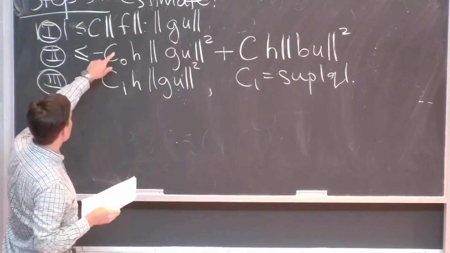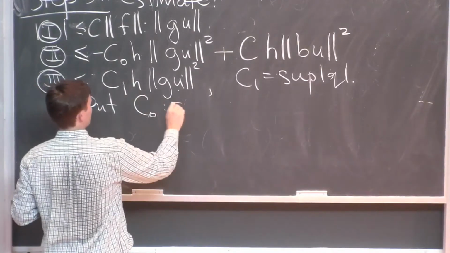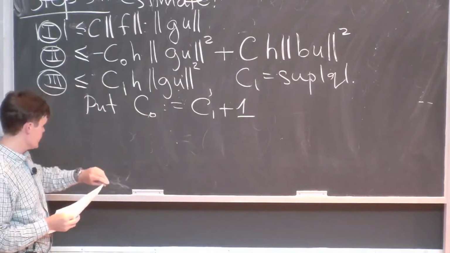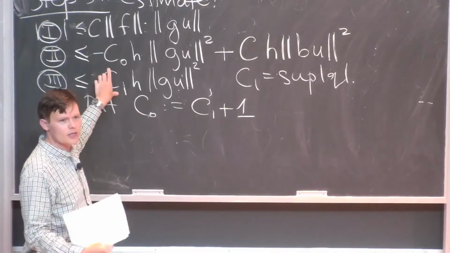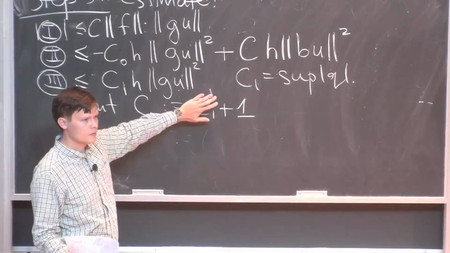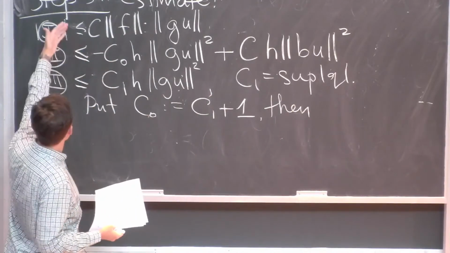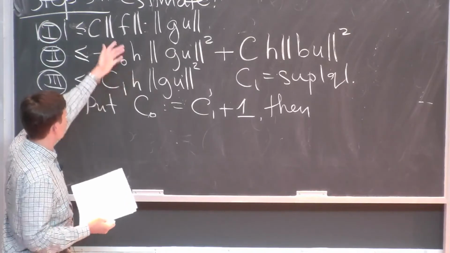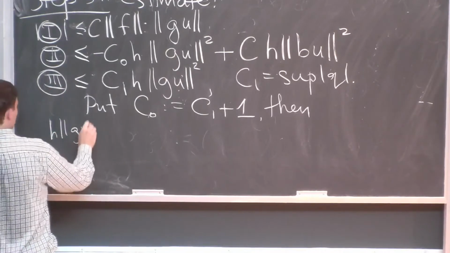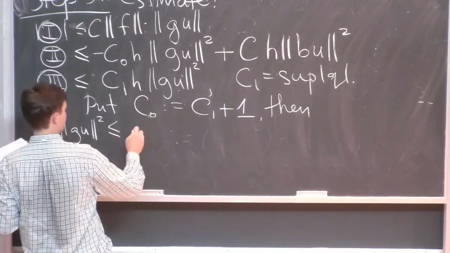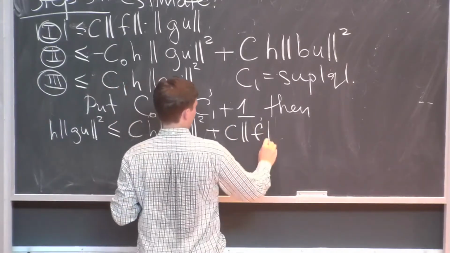I have a good negative term here and a bad positive term here. And so that's where this C0, which was a constant that we needed in the construction of the escape function, should be strictly greater than the constant that comes out of the estimation of the imaginary part. So that's where we choose it. And then when we add everything together, we see that 2 plus 3 is bounded by minus h gu squared, and then there is this other term. And so we get h gu squared is no more than a constant times h bu squared plus a constant times f times gu.